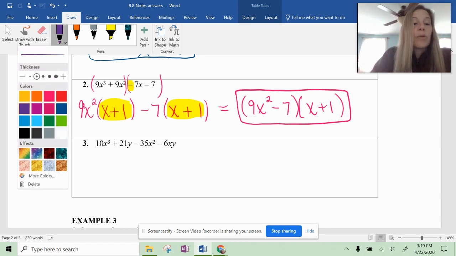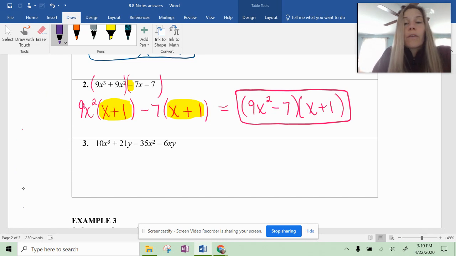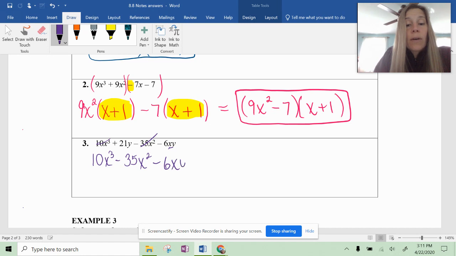So first thing we want to do is put it in order. So you're looking for that highest exponent we see, which is still that 10x cubed. Then I want to look for any x squares, and I see minus 35x squared. Now the next term I'd be looking for is a single x, and I do have a single x, it just happens to have a y with it, which is fine. And then I would have this plus 21y here at the end.